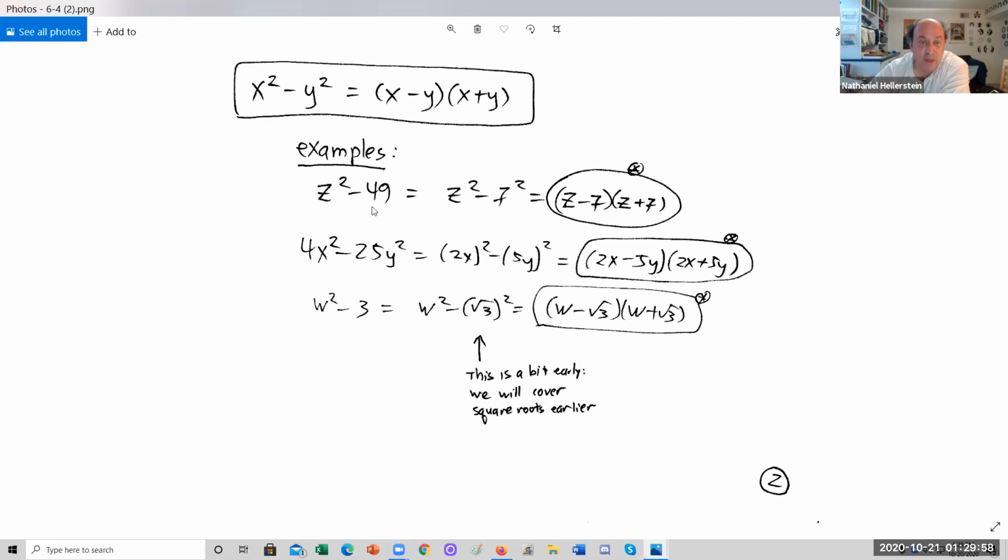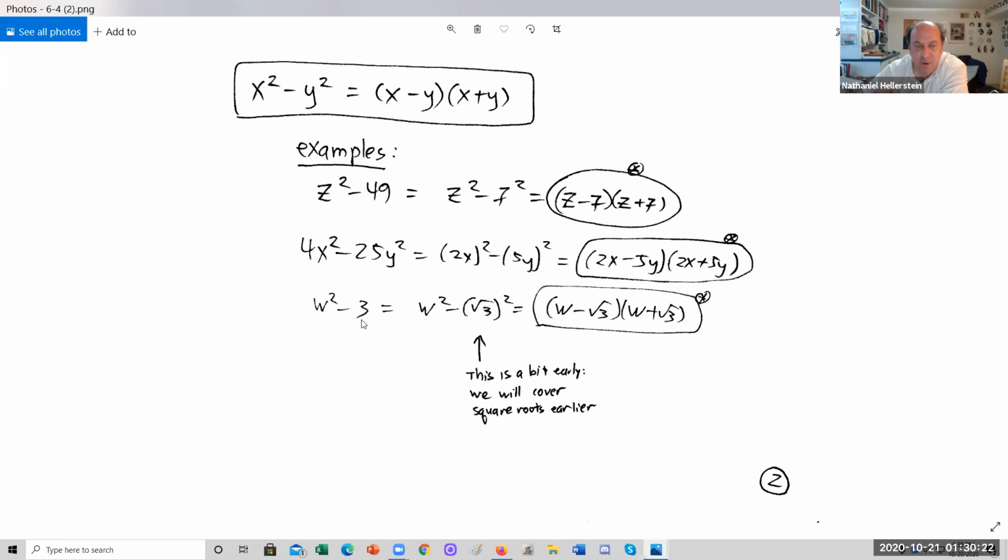So for example, z squared minus 49, that's a difference of z squared and 7 squared. Therefore, it's z minus 7 times z plus 7. This is 4x squared minus 25y squared. This is the square of 2x, and this is the square of 5y. So it's 2x minus 5y times 2x plus 5y.